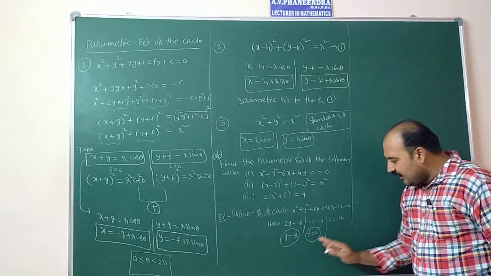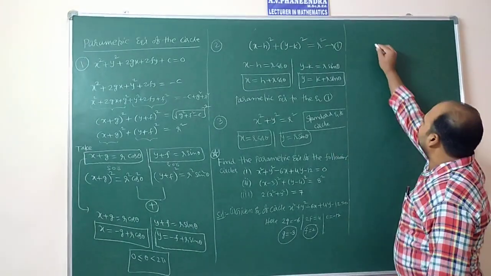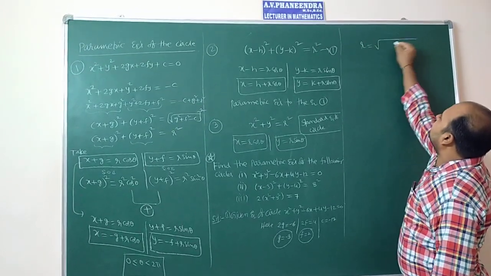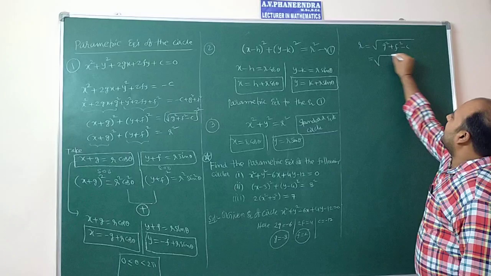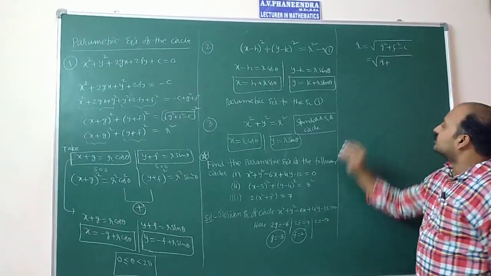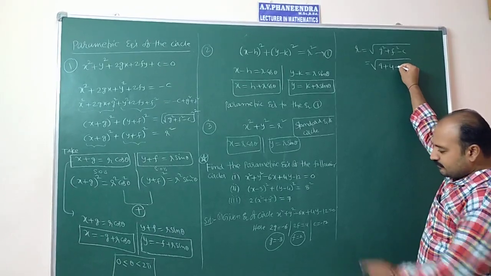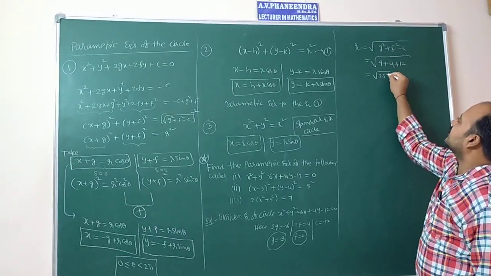After getting g, f and c, calculate the radius value. r equal to square root of g square plus f square minus c, which is equal to square root of minus 3 whole square 9 plus 2 square 4 minus of minus 12, plus 12, root 25, which is equal to 5.